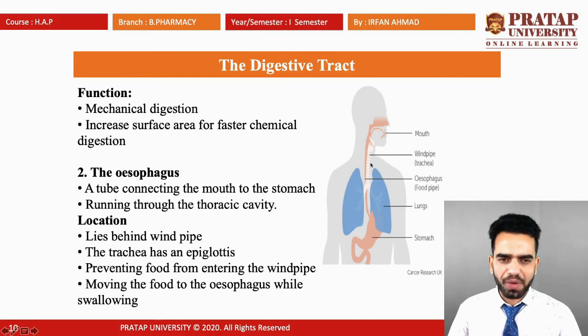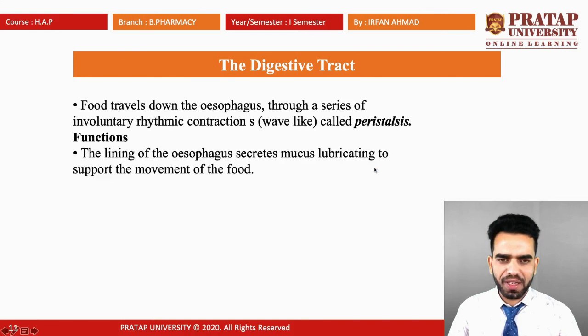The windpipe, trachea, has an epiglottis. You can see here, this is an epiglottis that prevents the food from entering into the windpipe. So food may not enter here; food will enter here. It moves the food to the oesophagus while swallowing. That's also the function. So food travels to the oesophagus via peristaltic movements.